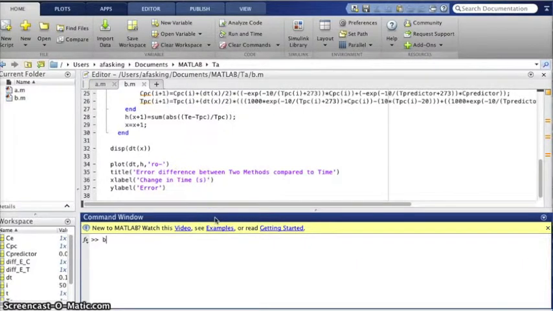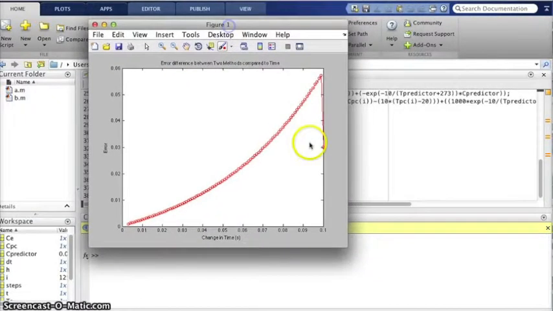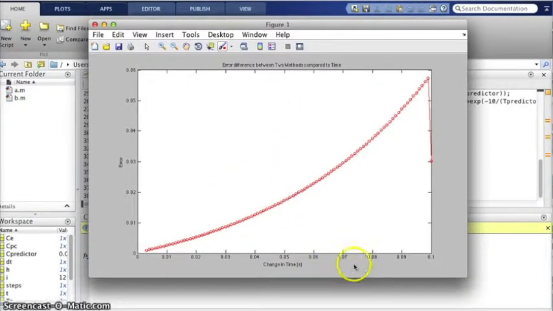You can see here. So this is the final graph that we came up with, and you can see that as the time step increases, so does the error. So basically what it's saying is the smaller the steps you take between your guesses, the more accurate your estimate becomes.